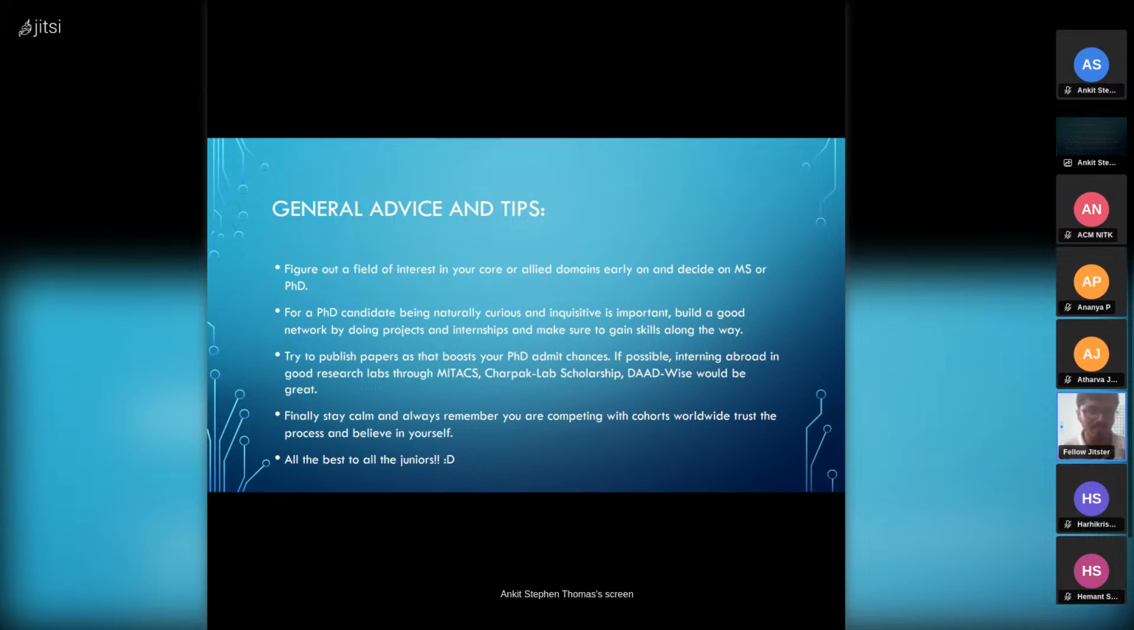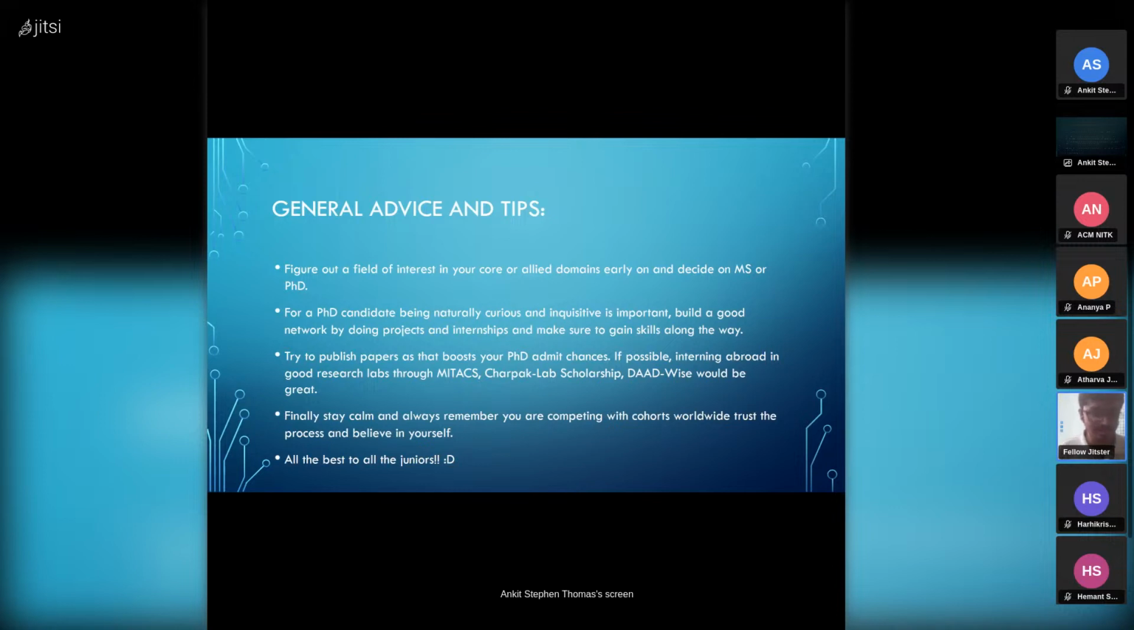But apart from publications, you could also build your profile by doing good internships, maybe getting scholarships through MITACS, Sherpak Lab, and DAAD. This could be a good opportunity to show that you have worked in a diverse research environment and have also potentially understood how research goes on in Europe and other countries, US and other places around.